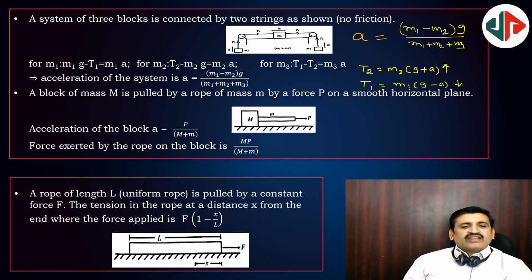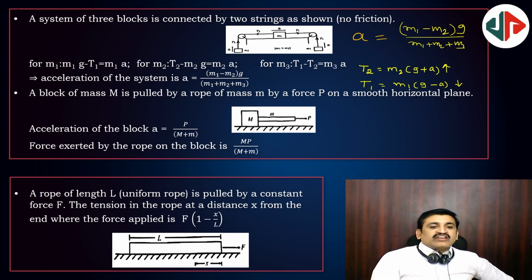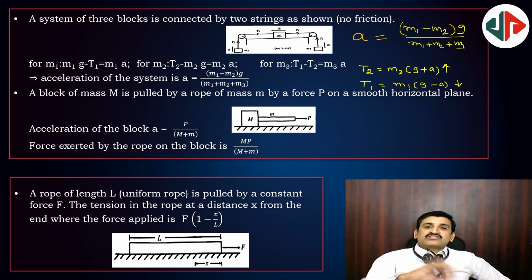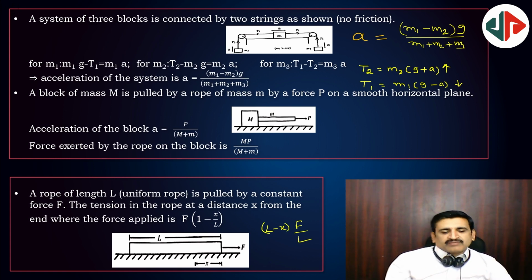Next, in this case, suppose a big rod or a rope is pulled aside with the help of a force F, then tension at a length x from the force end, that is how much mass to be pulled at L minus x in terms of length. So L minus x, mass to be pulled L minus x into acceleration. What is acceleration? F by L. So like that. Of course, its simplified form is F of 1 minus x by L.